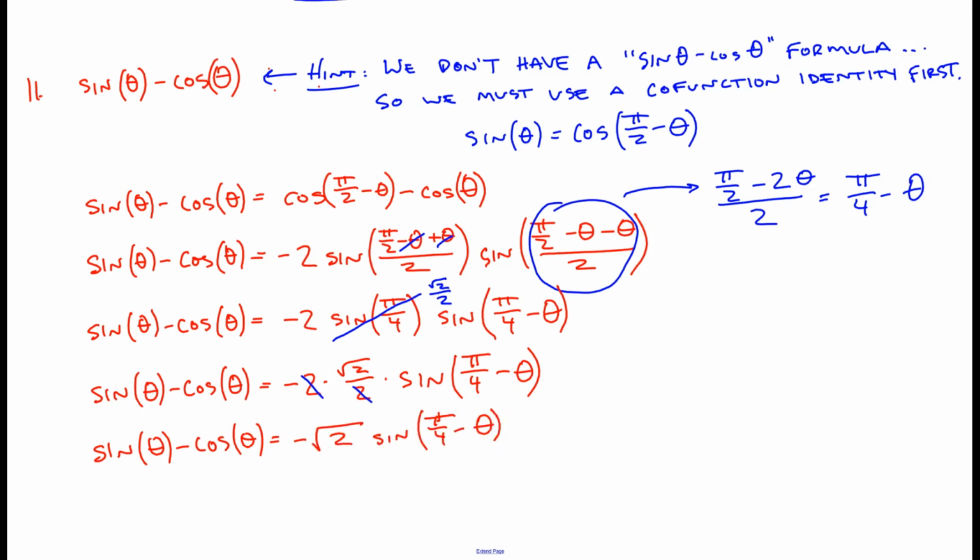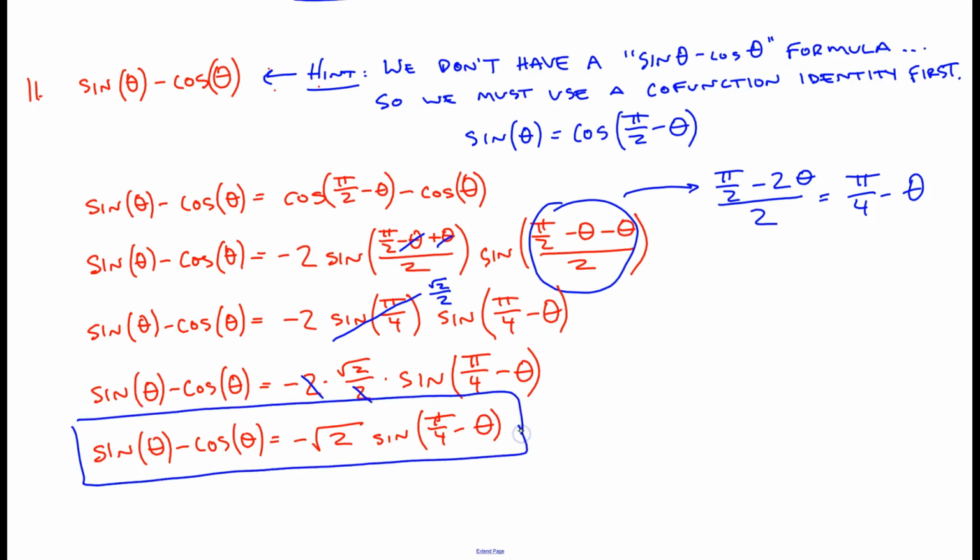There you have it, folks. Kind of crazy, but the sine of theta minus the cosine of theta simplifies to negative root 2 times the sine of pi over 4 minus theta. And that's it for our example problem. So thanks for sticking with me through this 5-part video series on trigonometric identities and examples.